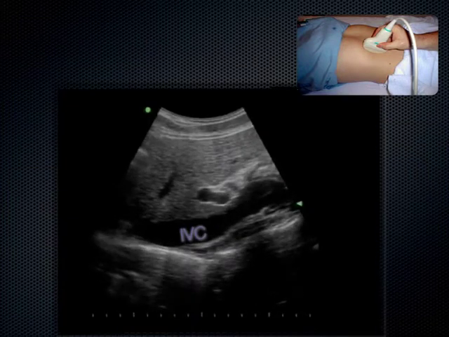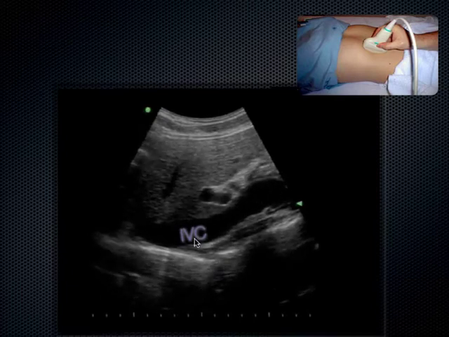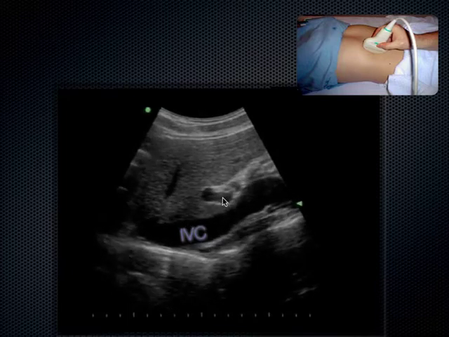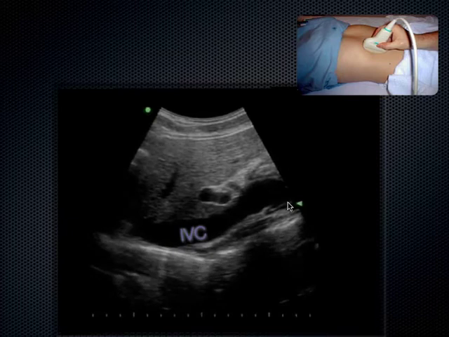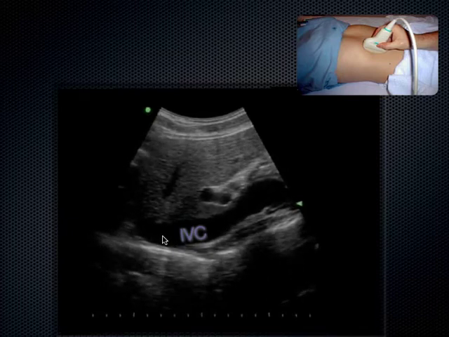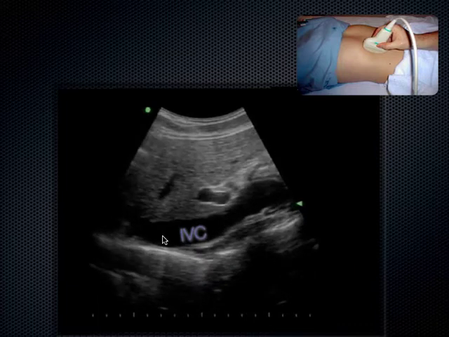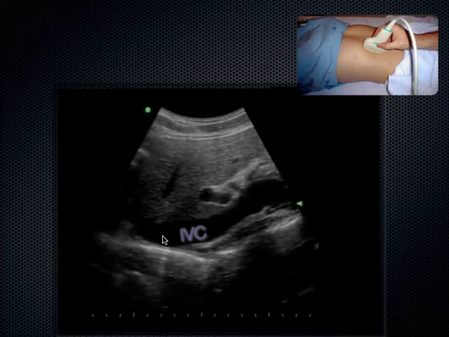So, what does it look like? This is the IVC right here. Okay, I see it going along. The IVC's got very thin, flat black walls to it, as opposed to the portal vein that's got very hyperechoic walls to it. Okay? And this is a patient who's breathing in and out and has a 2 centimeter IVC that is not changing at all with respiration. So this patient would have a CVP greater than 10 millimeters of mercury. Adequately hydrated.